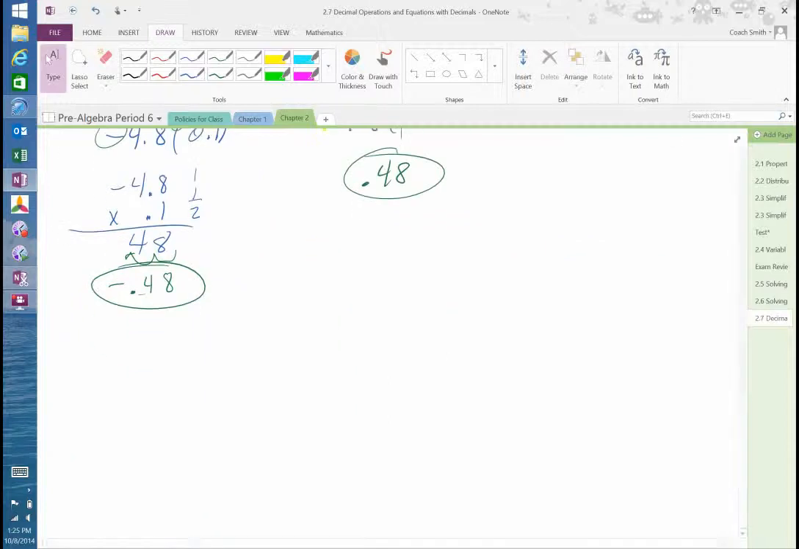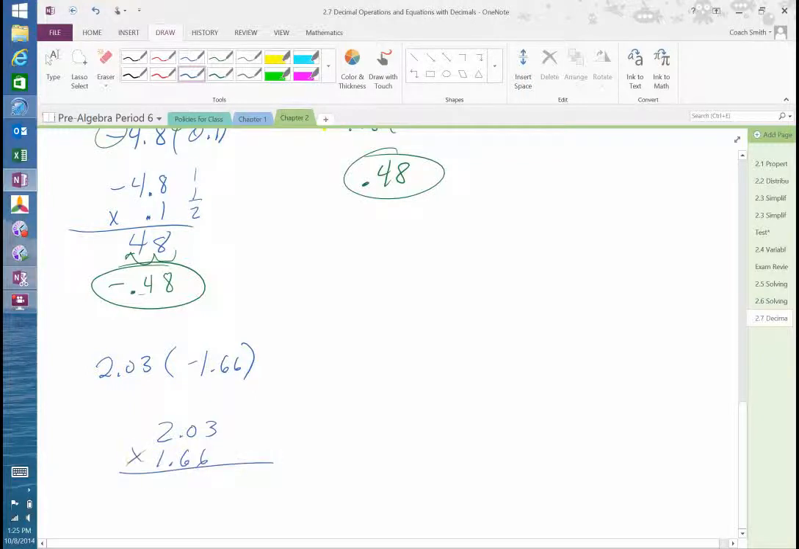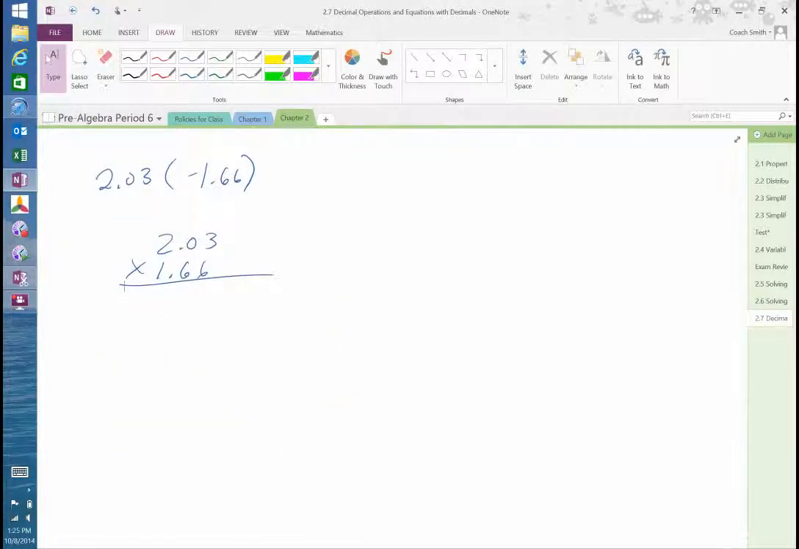All right. Let's look at division. Let's do one more of the multiplying decimals. Let's go 2.03 times negative 1.66. Okay, we just multiply that together, just like we would any normal decimals. Okay, the negative sign will come into play at the very end.